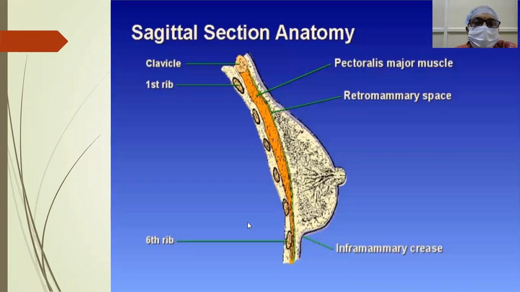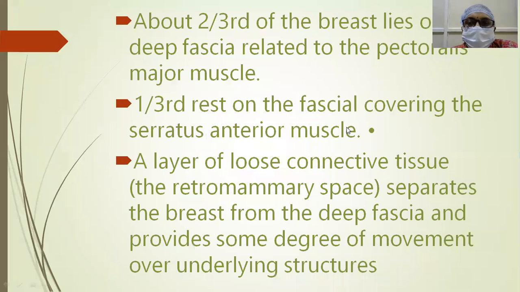So look at this. This is the clavicle. This is the first rib. So this is the second rib. This is the pectoralis major muscle. So there is a fascia, that is the deep fascia. So there is some space. This is called the retromammary space. So like I told you, the retromammary space separates the breast from the deep fascia and provides some degree of movement over the underlying structures.